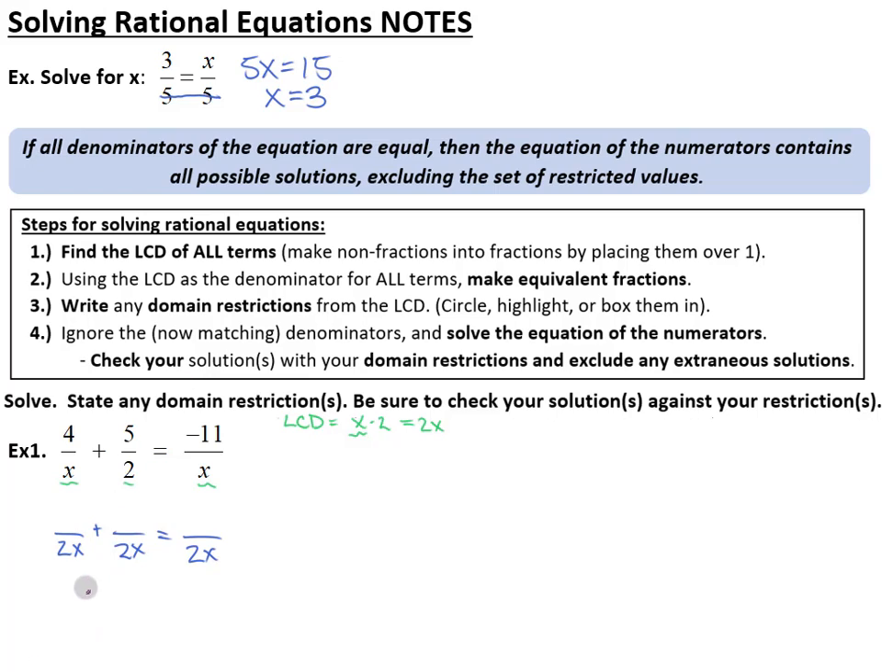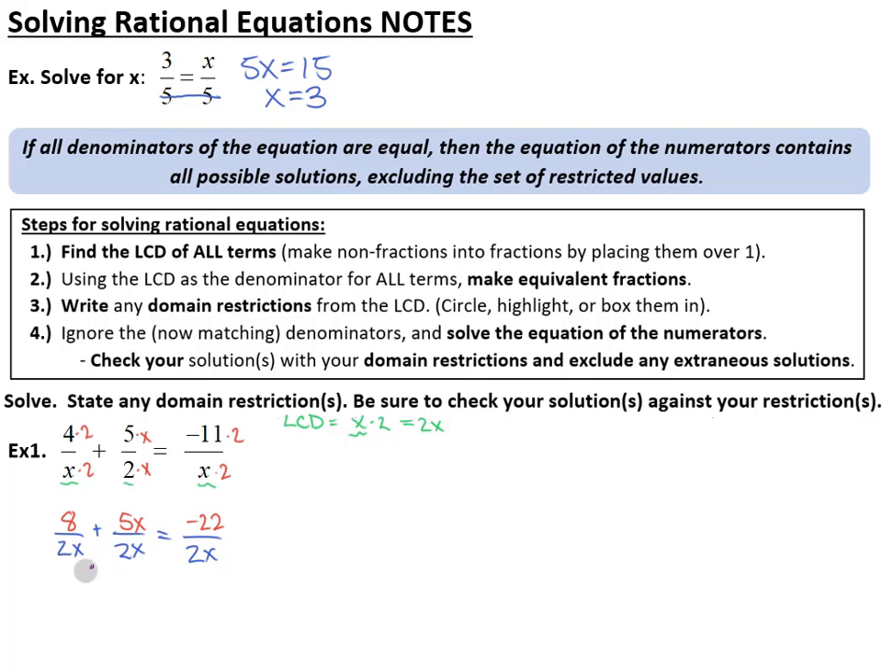Then we're going to make equivalent fractions. We may need to multiply the top and bottom of them by something to achieve this common denominator. This first one already has the x. It needs to be multiplied top and bottom by the other missing factor from our least common denominator, 2, and 4 times 2 is 8. Our second fraction needs to be multiplied top and bottom by x to get to 2x, and that gives us 5x in the numerator. Our last one already has the x, so we need to multiply top and bottom by 2, and that gives me negative 22.